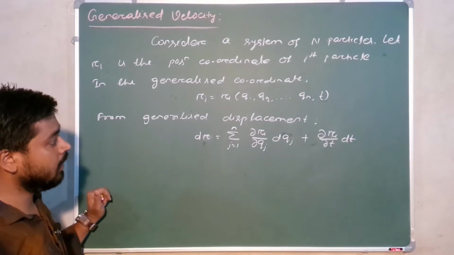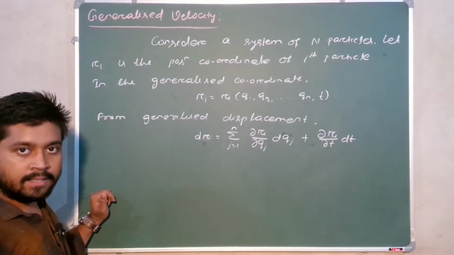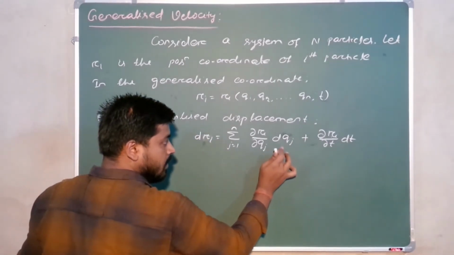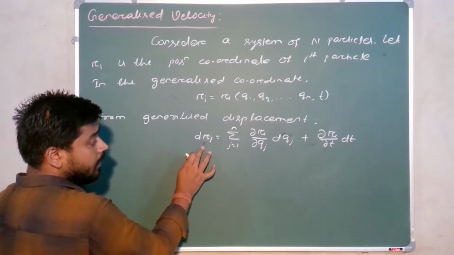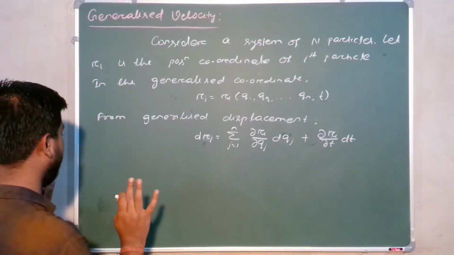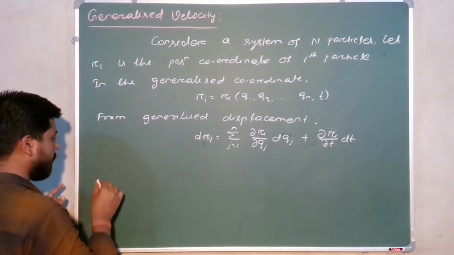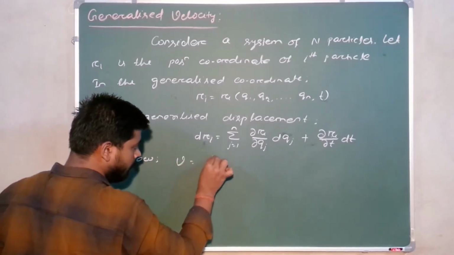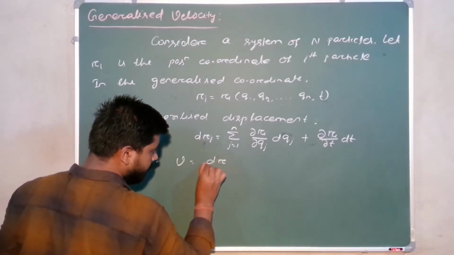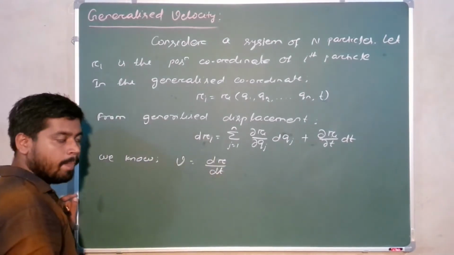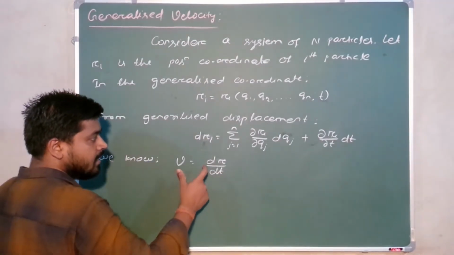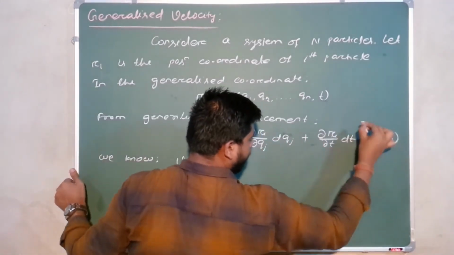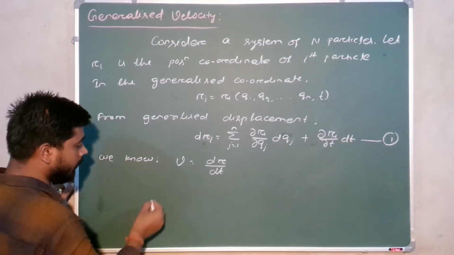Then we have to find the expression for generalized velocity. Here dQj is the generalized displacement, the displacement in the configurational space. Now let us find the velocity. We know velocity equals dr by dt. So just differentiate the above expression, let this be equation 1. Differentiate equation 1.